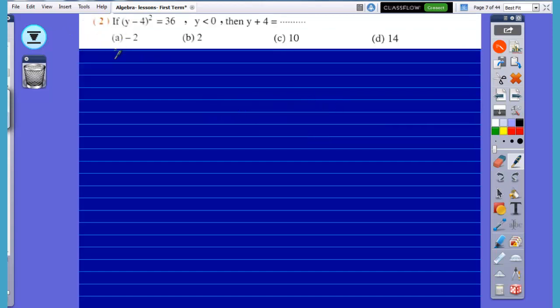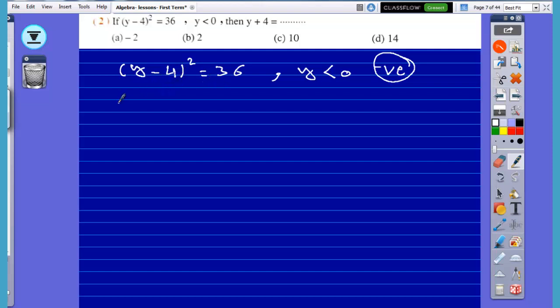Here we have (y - 4)² = 36, and y is less than 0. It means y is a negative number. Then y + 4 equals one of these numbers. Now we have (y - 4)² = 36.